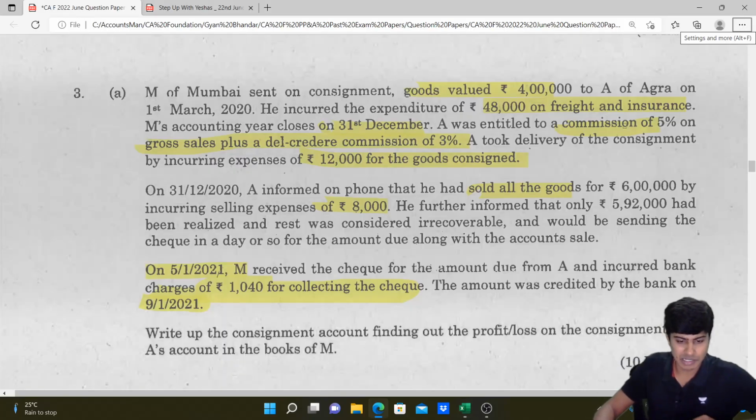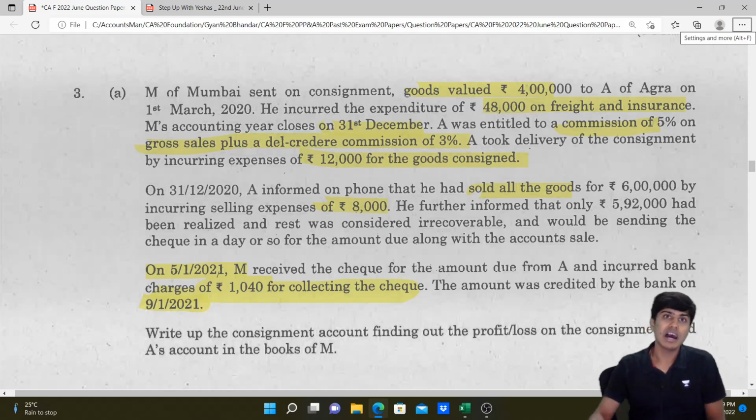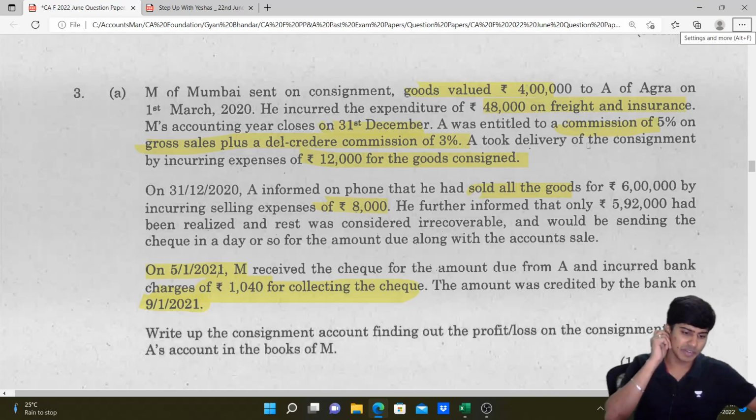Then what do we have? We have the next part coming in which tells that M's accounting year closes on 31st December. M is entitled to a commission of 5% plus 3% del credere commission. After we write sales, we'll write this commission. Till then we don't know. A took delivery and incurred 12,000 rupees. 12,000 expense incurred by A, consignee.